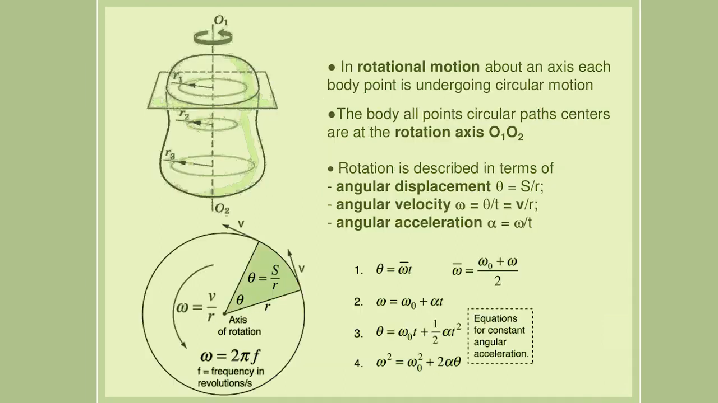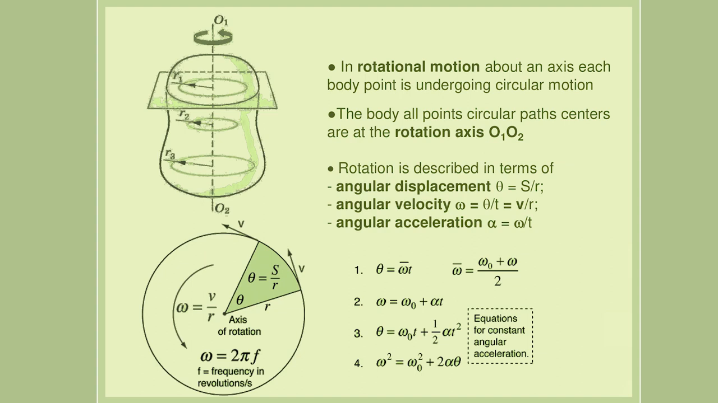In rotational motion about an axis, each body point is undergoing circular motion. For the body, all points' circular path centers are on the rotation axis. Axis O1, O2 is just that, considered as the rotation axis.